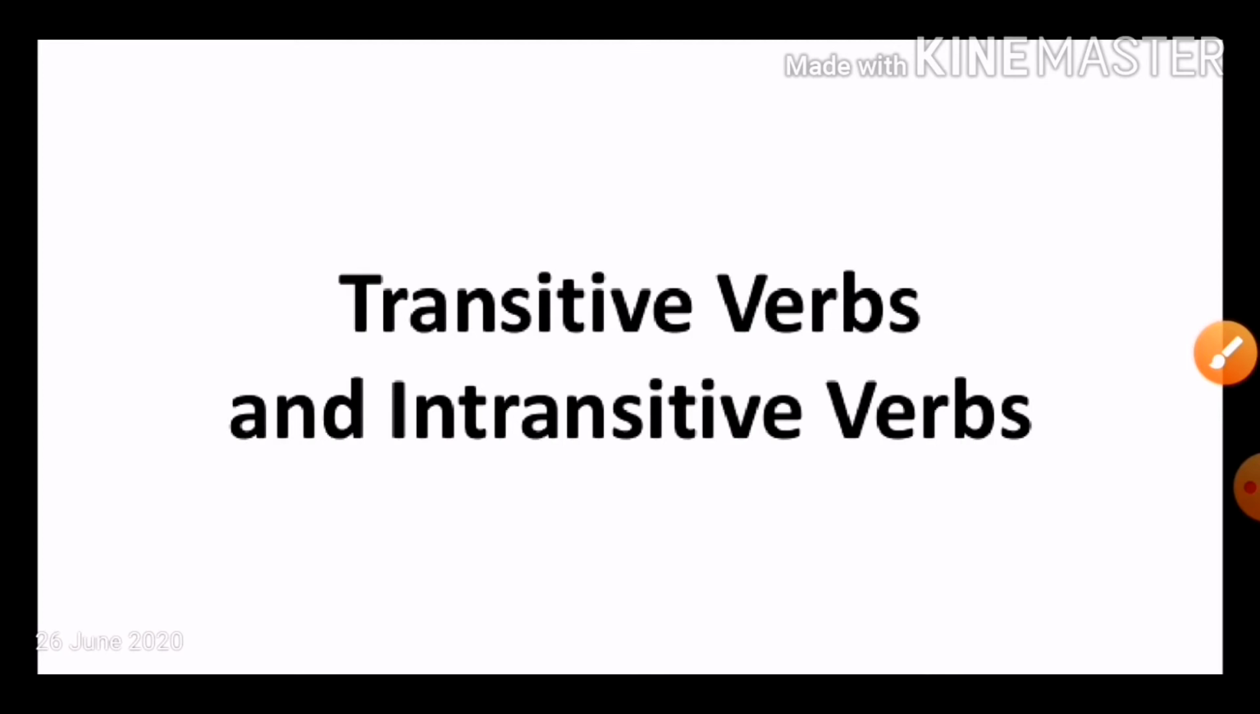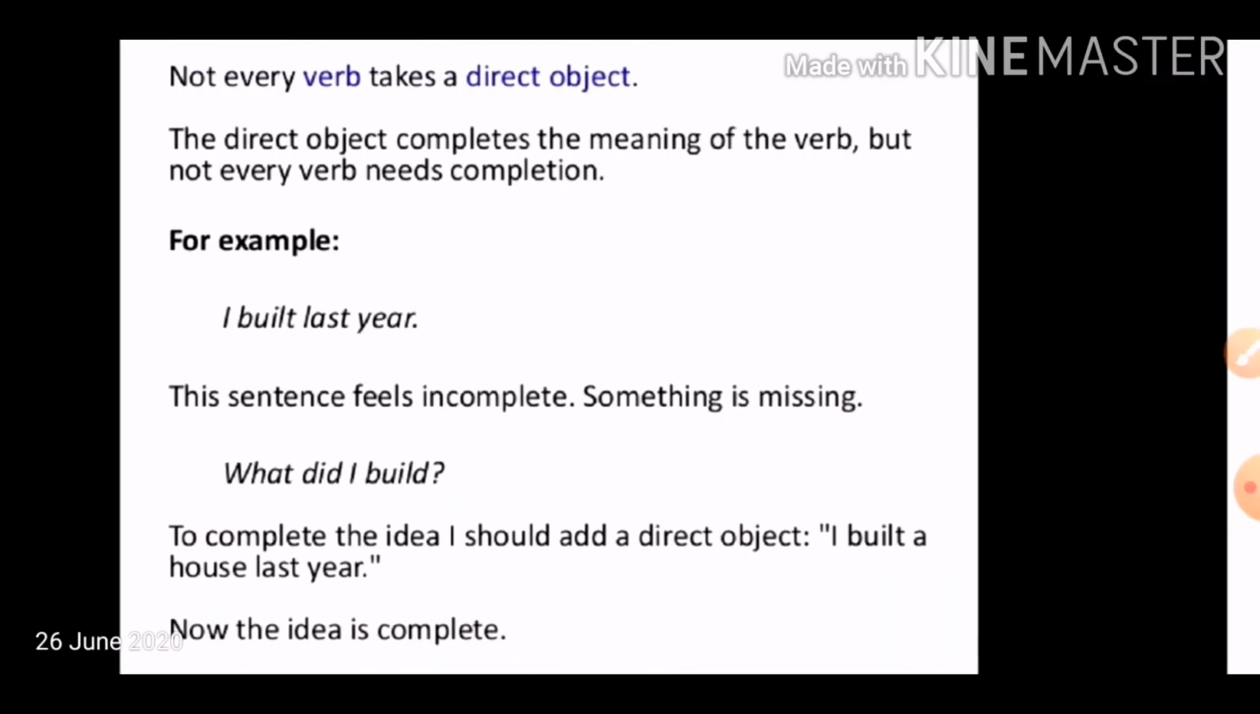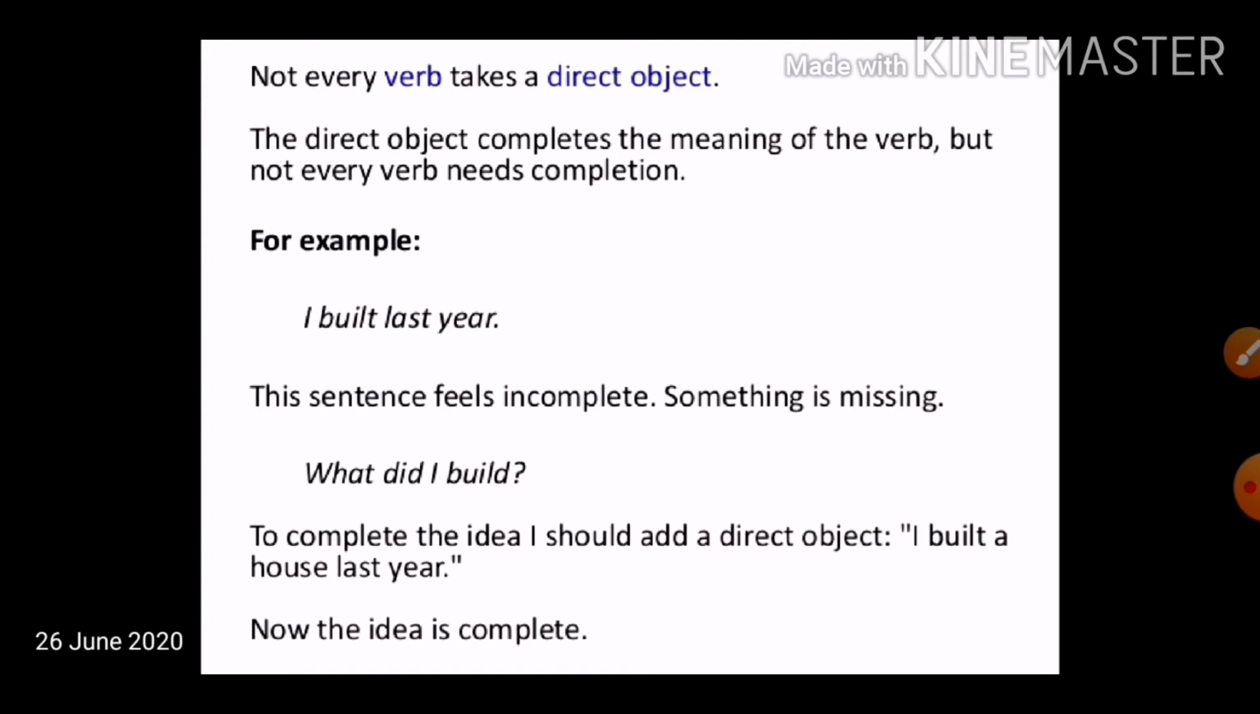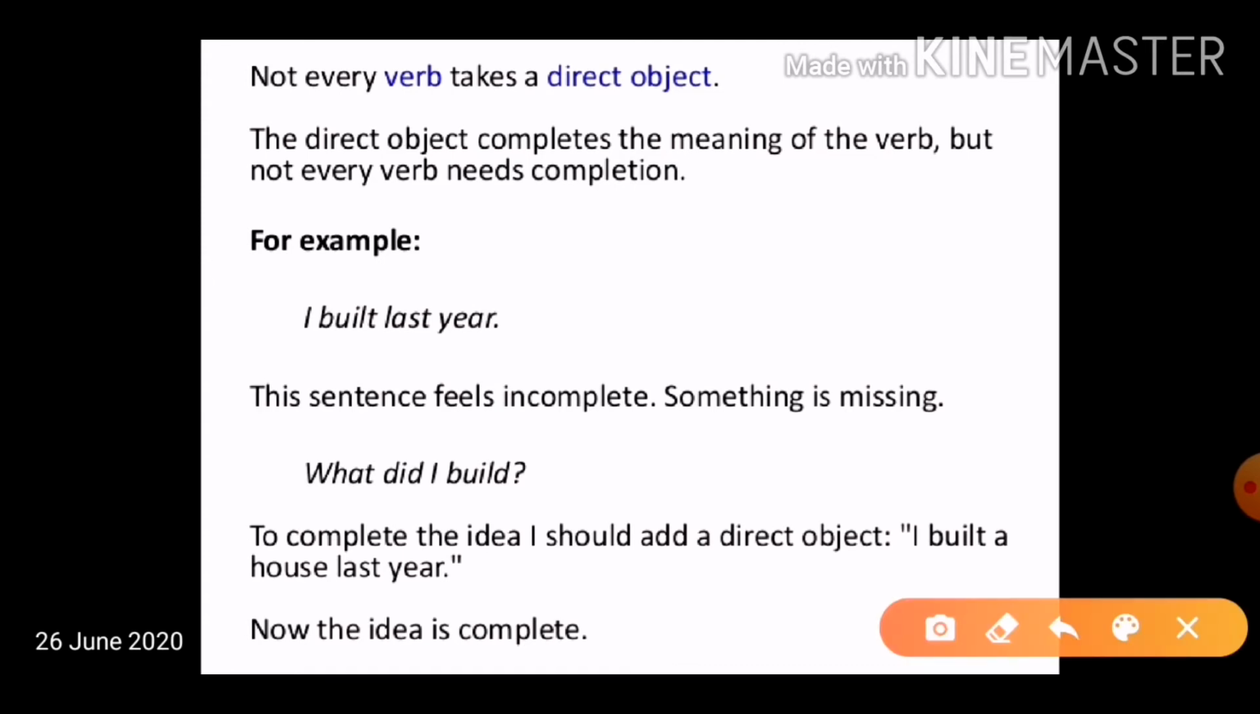So we'll be talking about transitive and intransitive verbs, and let's start from here. Not every verb takes a direct object. That means there are some verbs which do not take any direct object. Example: I built last year. It's an incomplete sentence. It doesn't give you the complete idea. Something is missing. Don't you feel that something should be here, like I built something last year, or I built last year something?